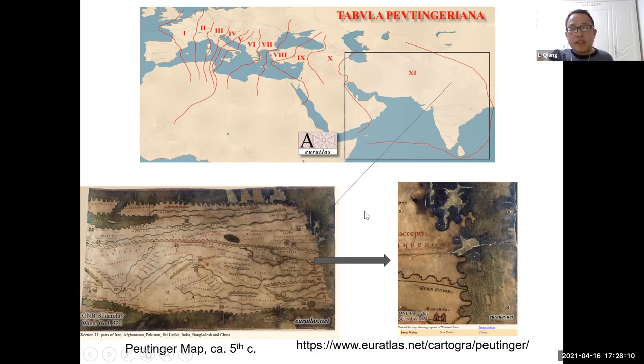So you can see that the image of China in the Roman-Byzantine sources is not very clear, but relatively clear. Why? Because India was certain, and India had a much closer relationship with the Roman-Byzantine Empire. So in the image made by the Roman-Byzantine Empire, China was to the east of India. So this is the location we can know from this.